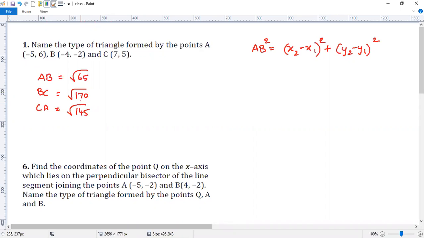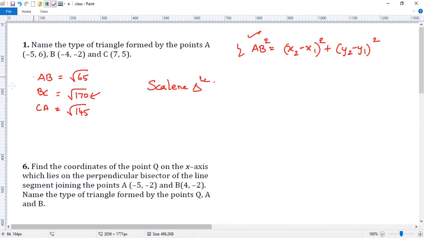Is the square of any 2 sides, when you add them, giving you the third side's square? Yes? No, because 170 is the greatest. 145 plus 65 will give you a value which is greater than 200. So that is also not equal to this one. So obviously, this has got to be what type of triangle? Scalene triangle. Fine.